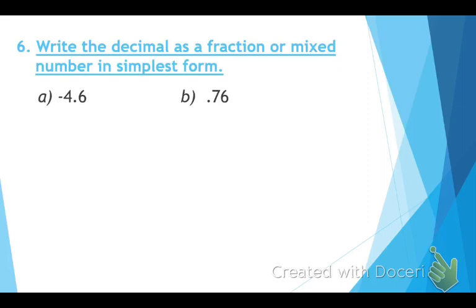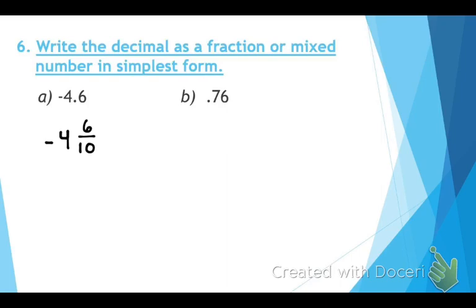Next one. Write the decimal as a fraction or mixed number in simplest form. Let's start with our whole number. What is the whole number in negative 4.6? Negative 4. I'm just going to rewrite negative 4. Now I have a part of a number, 0.6. What place is the 0.6 in? Tenths. So that means I have 6 over 10 because I have 6 tenths.